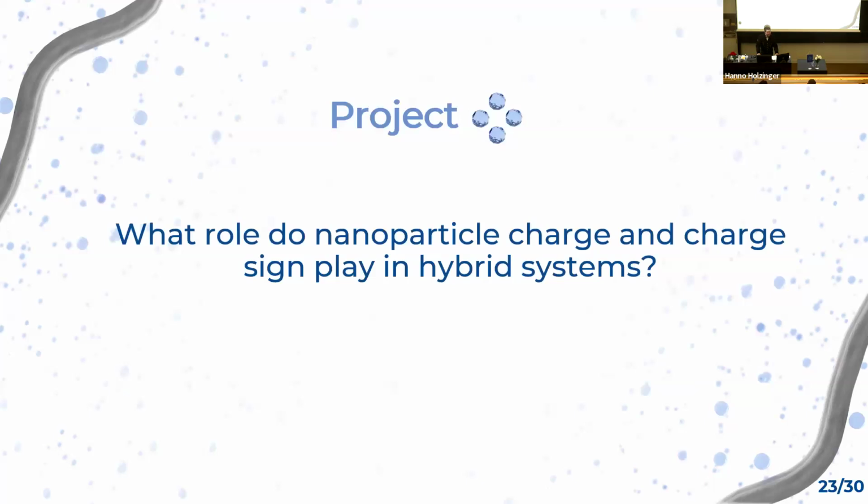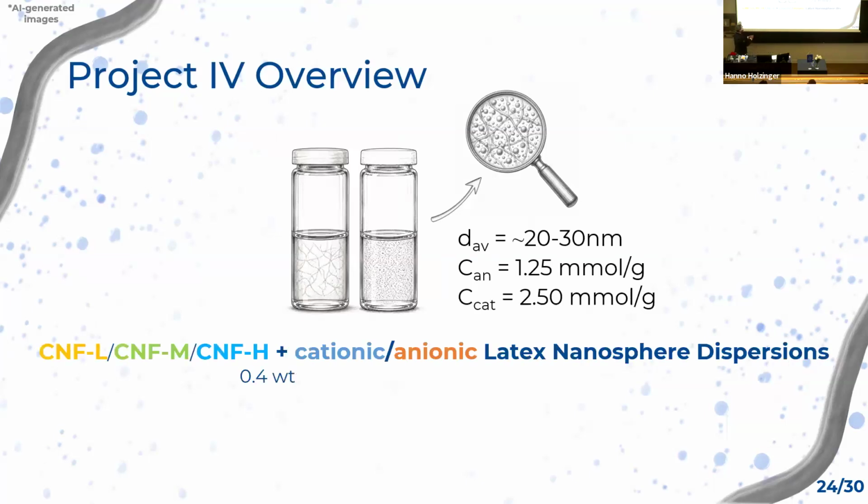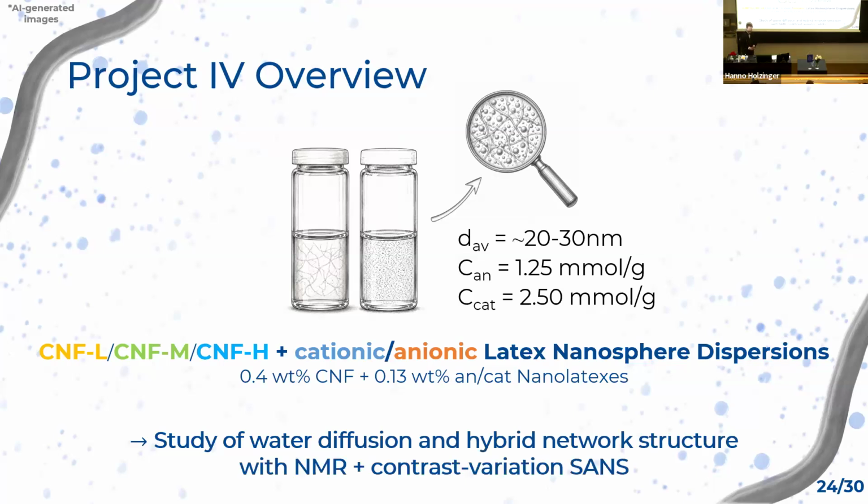Good, and then the last project, project 4, we set out to combine some of the elements of the other projects and see how added nanoparticles influence the network structure of the hybrid systems and also the water dynamics within these. There we focused on the nanoparticle charge and also the charge sign of the particles. We used again our anionic CNF dispersions at one concentration, 0.4 weight%, and then combined them with anionic and cationic latex nanospheres at a ratio of 3:1, because we wanted to see their additive effect on the network structure.